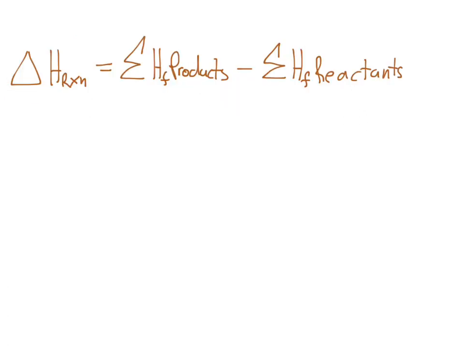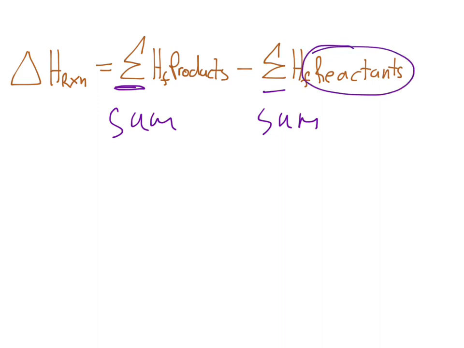So the way that you calculate the change in enthalpy of a reaction using the heats of formation is by adding up the heats of formation of the products, and then you subtract the heats of formation of the reactants added together. And so what this little symbol means, it means sum. In other words, adding together. And so what we do is we add up the heats of formation of the products, and we subtract the heats of formation of the reactants.